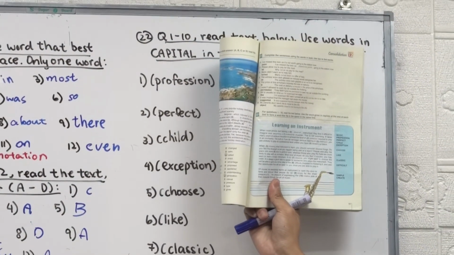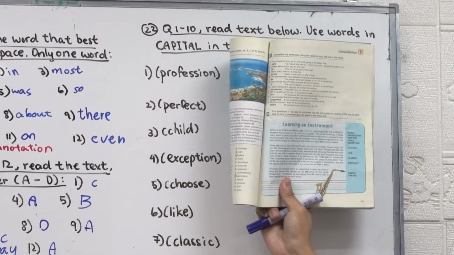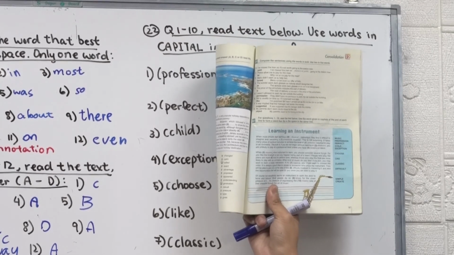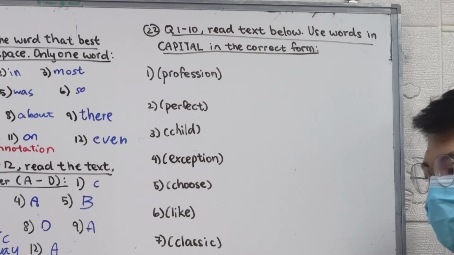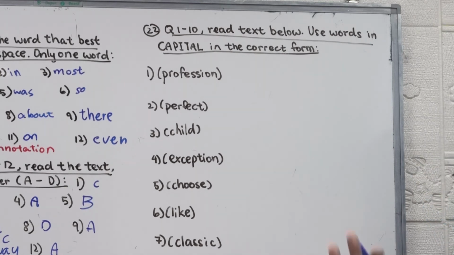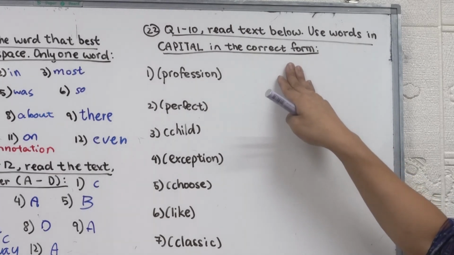Same page, 197, part 22, okay? So we're going to talk about learning an instrument, okay? So when we say instrument, it usually means just musical instrument. But the word instrument can mean instruments in the laboratory, okay? Science instruments, okay? Or work instruments such as a pencil, a pen, etc., right? So in this case, instruments means musical instruments, okay? We have an example done where we have to change the words in capital into the correct form of each blank, okay?